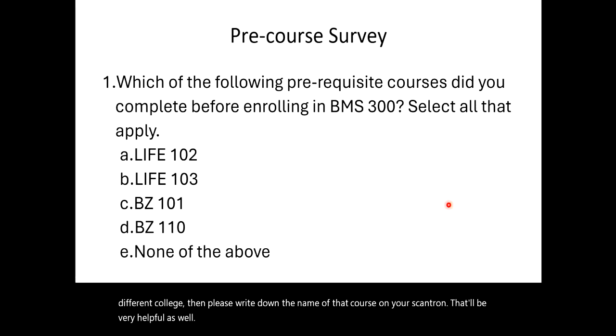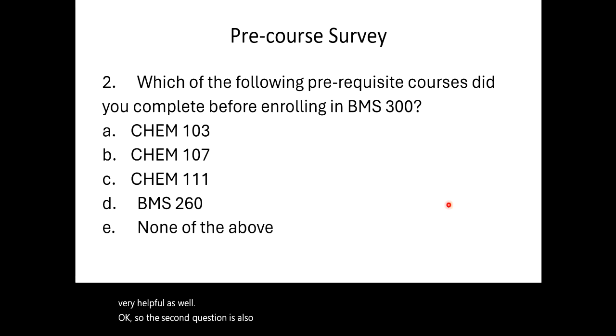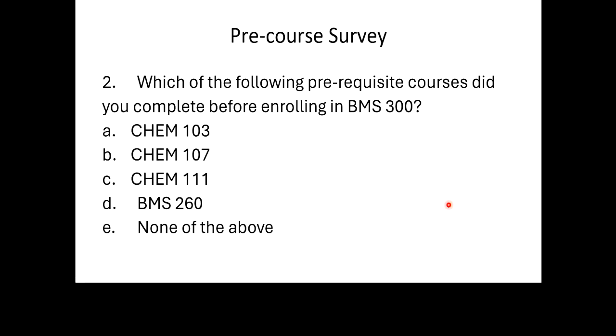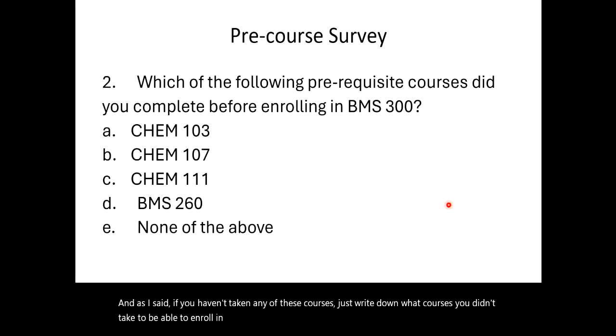Okay, the second question is also on the prerequisite courses. Maybe you took Chem 103, Chem 107, Chem 111, or BMS 260. Which did you take as a prerequisite course? And as I said, if you haven't taken any of these courses, just write down what courses you did take to be able to enroll in this. Okay, with that, let's move on to the very first question.